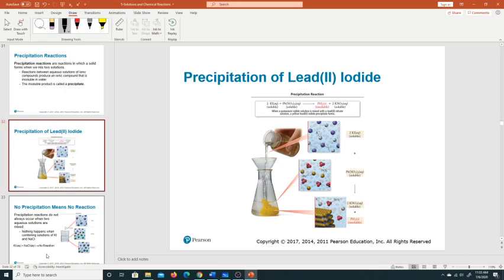So here's an example where we mix potassium iodide with lead(II) nitrate, and notice the formation of this yellow solid. That is called a precipitate, and this particular yellow solid is lead(II) iodide. In the solution, we're also going to form potassium nitrate, but that is water soluble, so we're not going to see anything forming. The yellow stuff here is the lead(II) iodide.